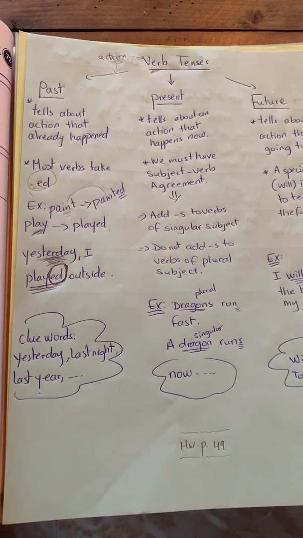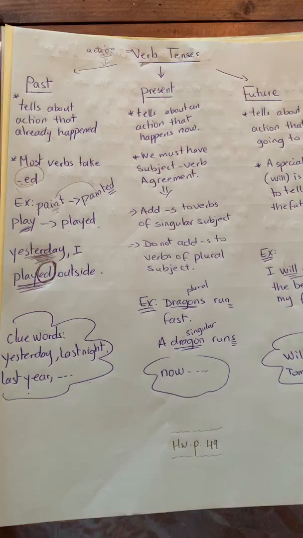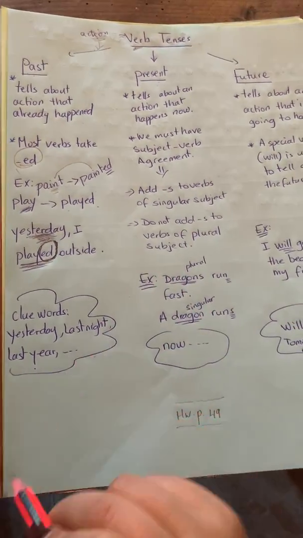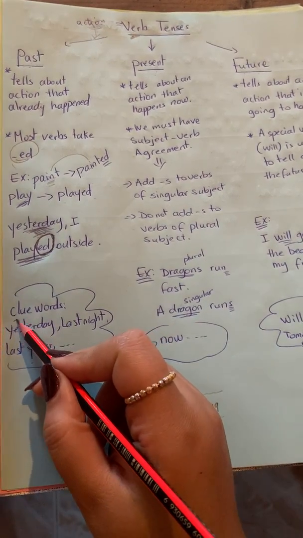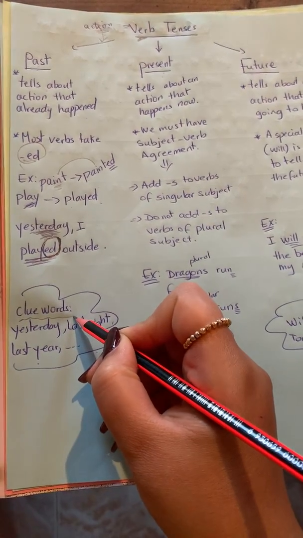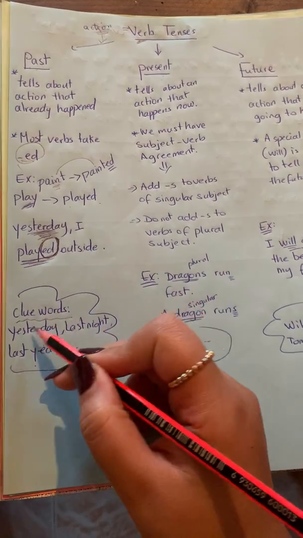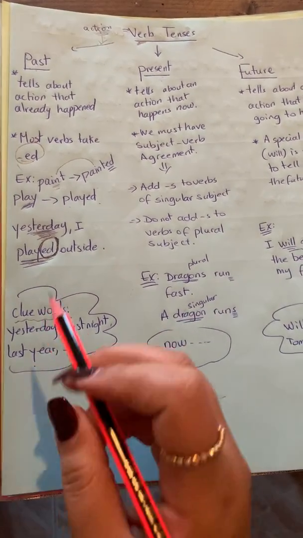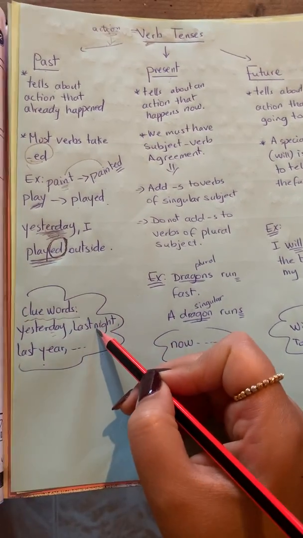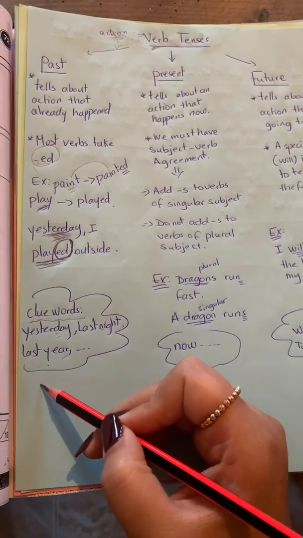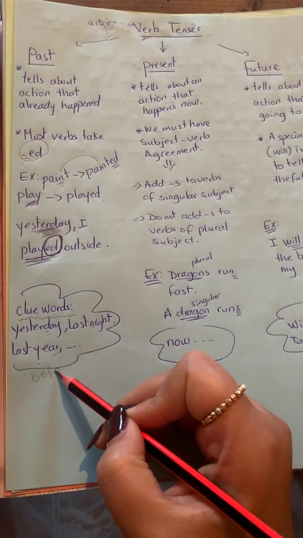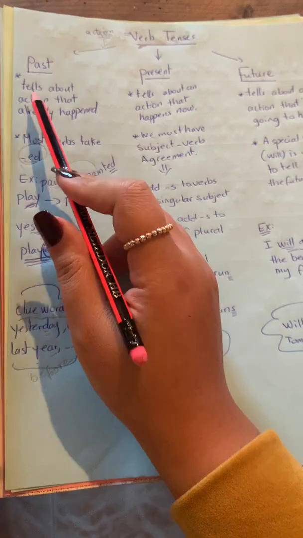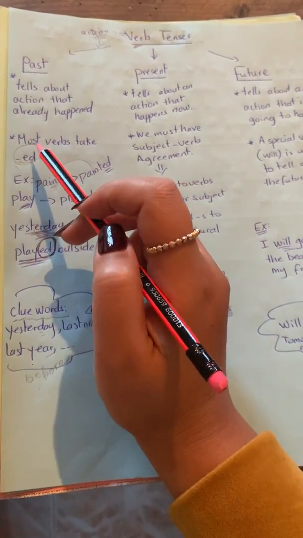Okay, in sentences or in any text, you can know the tense used from clue words. Of course, through context, but there are clue words that you can use to know the tense. For example, yesterday, last night, last year, before, before yesterday. All these words show the past tense.